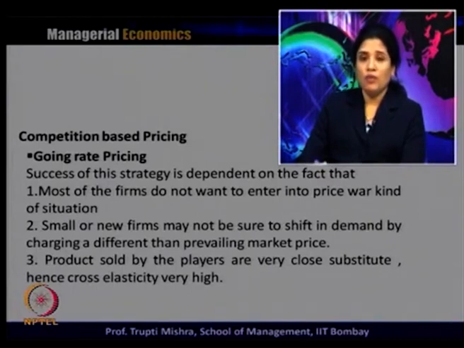Small or new firms may not be sure of shifting demand by charging a price different from the prevailing market price, because if they charge a different price, they have to shift the demand. Products sold by the players are very close substitutes, hence cross elasticity is very high. So whenever there is a change in one price, it affects the price of the other product, and that is why firms feel it is better to follow a uniform price across the market.